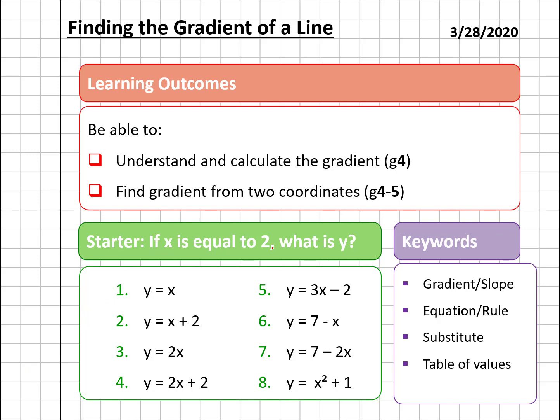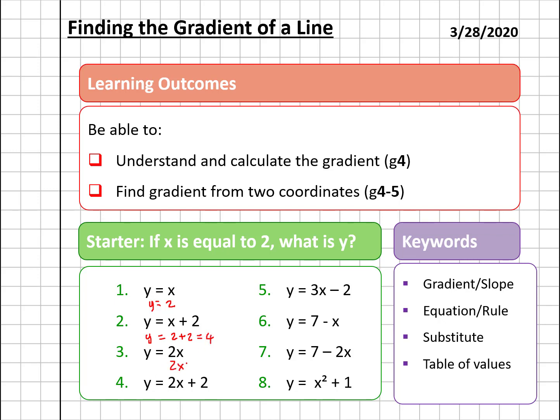So if x is equal to 2, what is y? If x equals 2, we swap that for 2. So that means y must equal 2. You can do this yourself, pause the video. X equals 2, so that's 2 plus 2, so y equals 4.